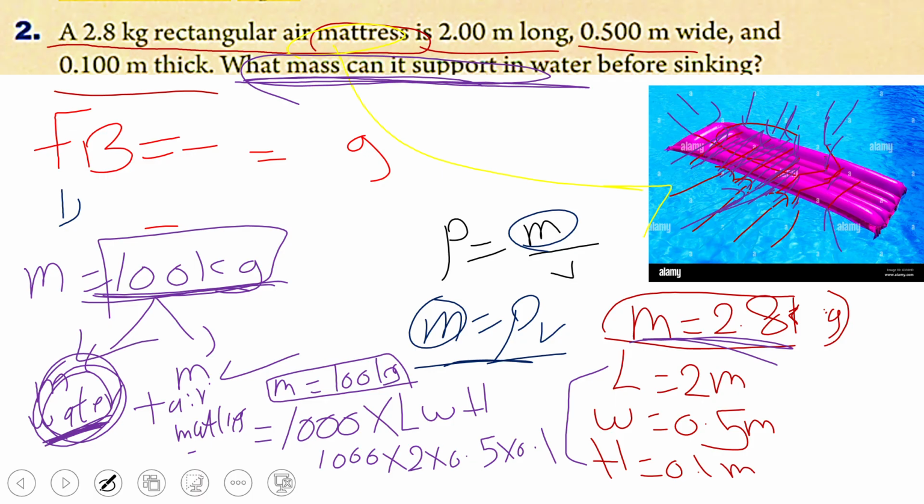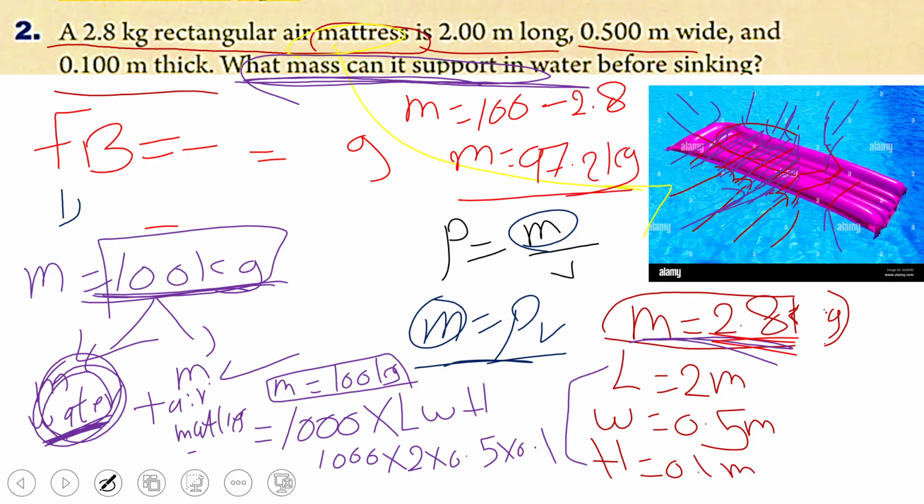How can we find the mass of the water? We know the mass is equal to 100. So 100 minus the original mass of the air mattress, which is 2.8. So the answer becomes 97.2 kilogram. So this mass, finally, is the extra mass, the mass of the water that goes inside the air mattress.